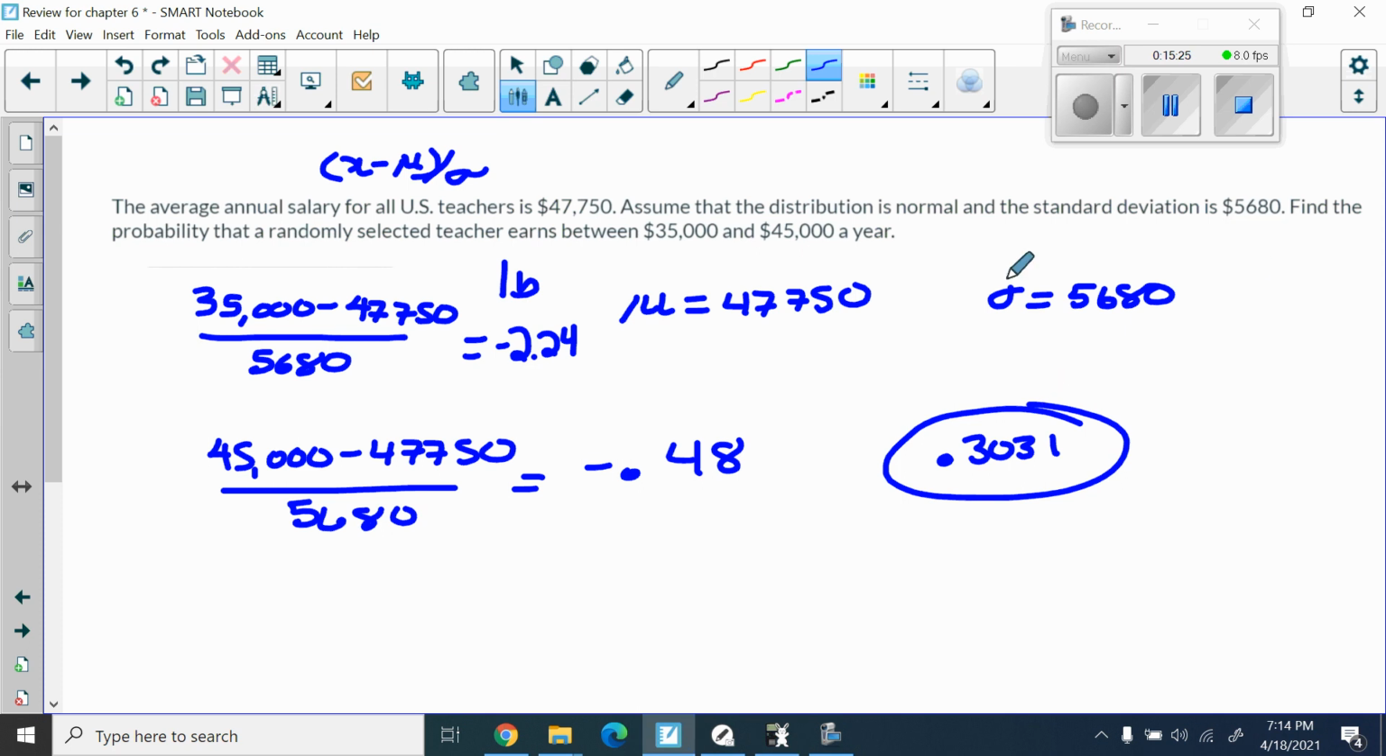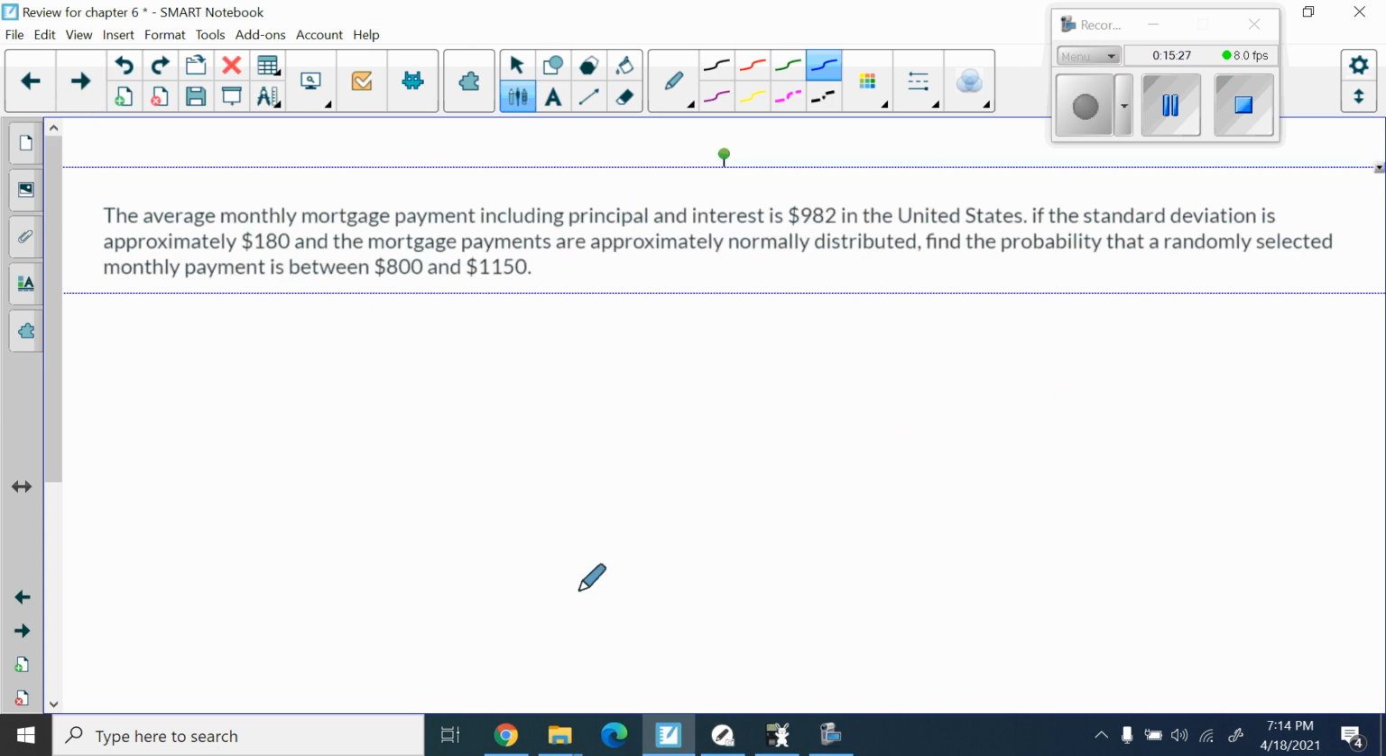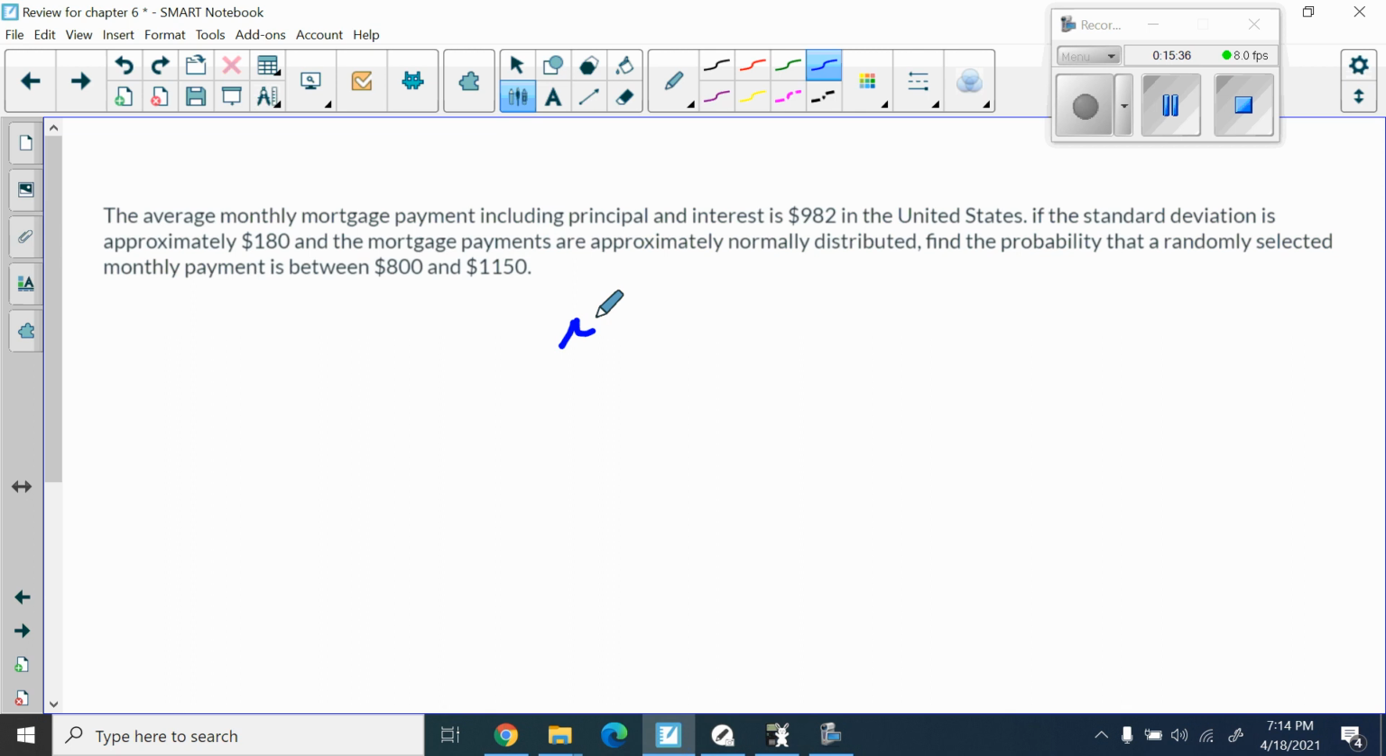Okay. All right, so let's do a couple more. So the average monthly mortgage payment, including principal and interest, is $982. So our mean is $982, and the standard deviation is 180. What's the probability that your mortgage payments are between 800 and 1150?